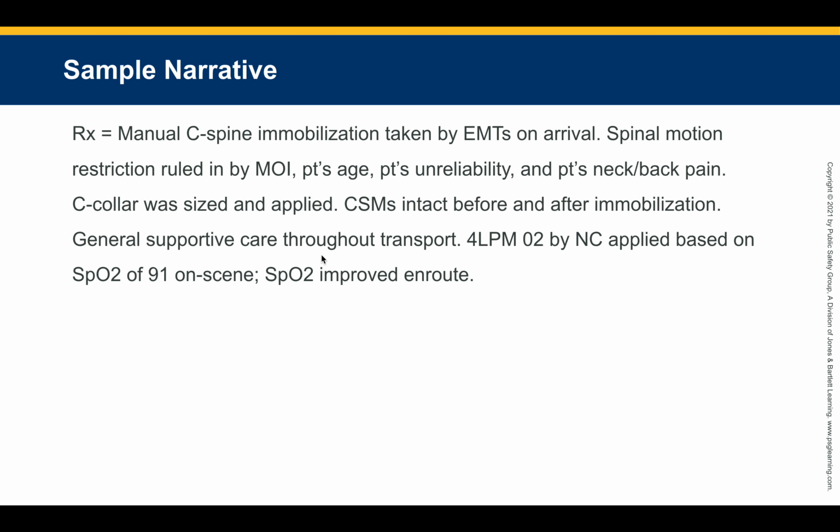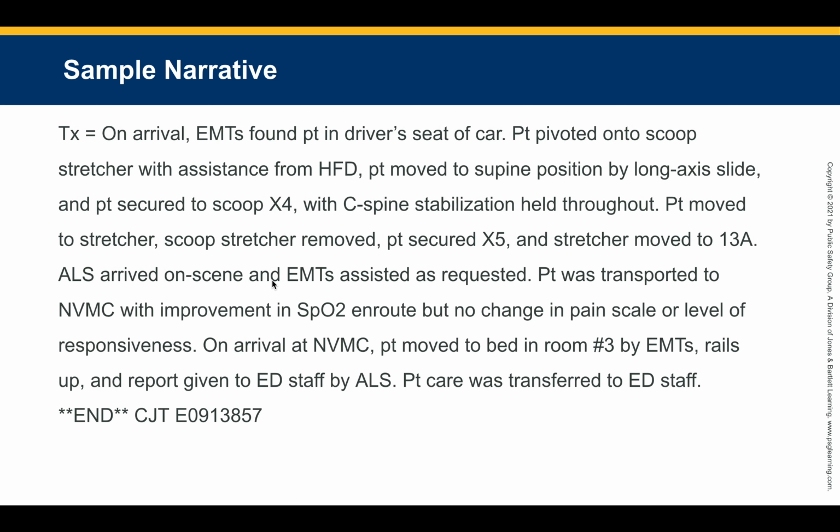Okay, for our treatment, C-spine immobilization, spinal motion restriction ruled in by mechanism of injury, patient's age, unreliability. So put on a C-collar, CSMs before and after, put them on some O2 here. So again, any treatments we did here, and then general supportive care, right? Talking with the patient, make sure they're comfortable, checking with them. And then finally the T, right?